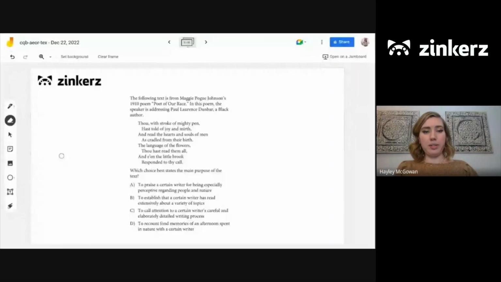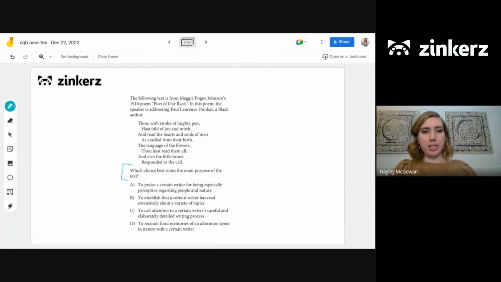So as we can see, if we look at the question here, all it's saying is which choice best states the main purpose of the text. We've answered purpose questions before. We know we're just focusing on the main idea, the main purpose of the passage, as opposed to any supporting details. So yeah, let's take a look here.